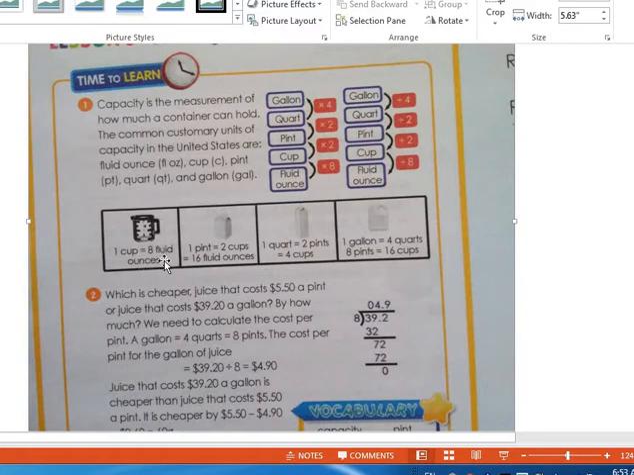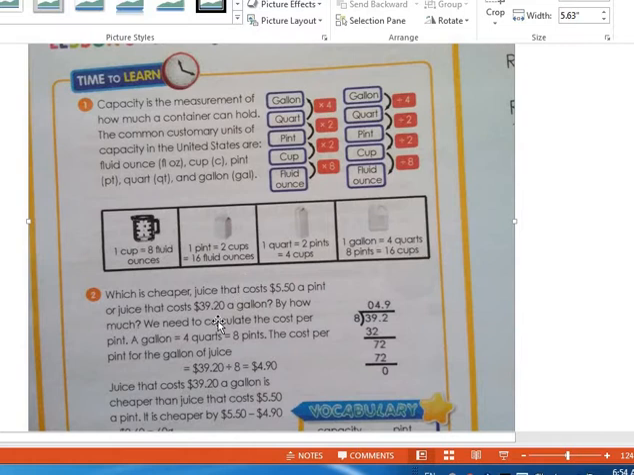So 1 cup equals 8 fluid ounces, and 1 pint equals 2 cups, which equals 16 fluid ounces, and 1 quart equals 2 pints, which equals 4 cups, and 1 gallon equals 4 quarts, which equals 8 pints, which equals 16 cups.